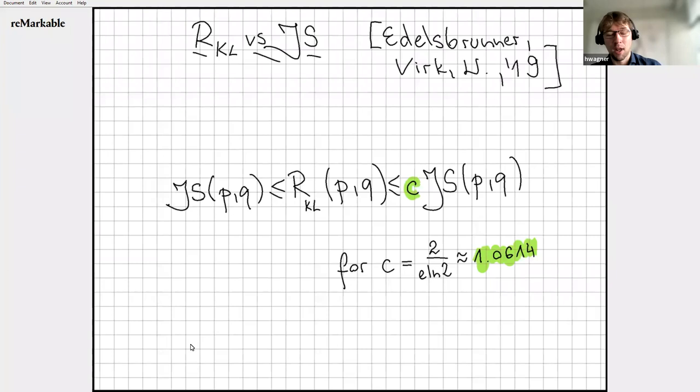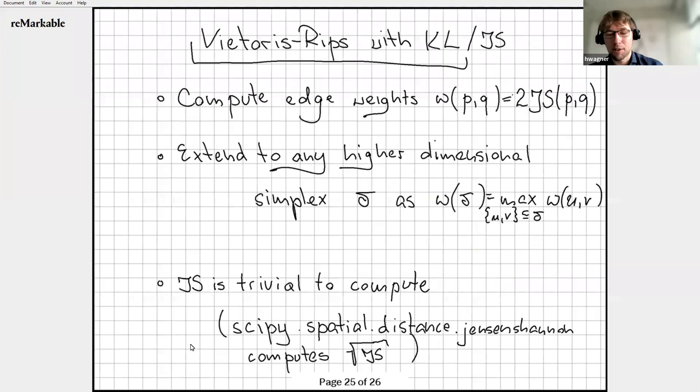So just to be explicit, how can we now compute this approximation of KL Vietoris-Rips filtrations. Again, we just compute, let's say, twice the Jensen-Shannon as our pairwise distance. Jensen-Shannon is obviously symmetric, so there's no problem there. And then, as usual, we just extend it to higher dimensional simplices.